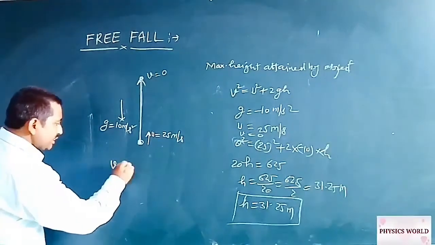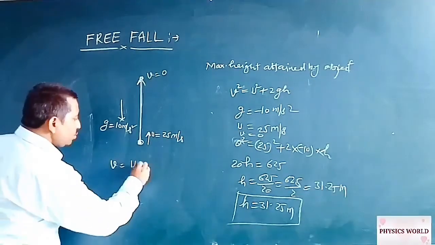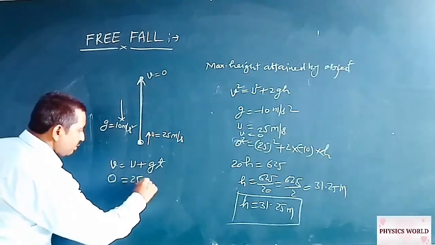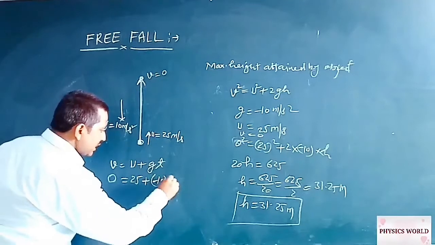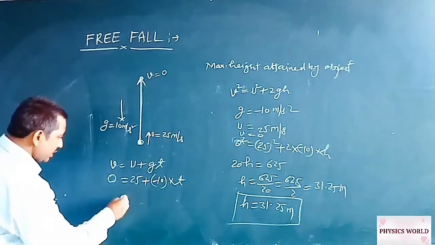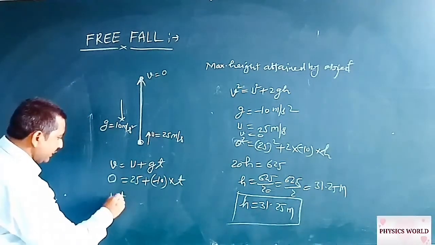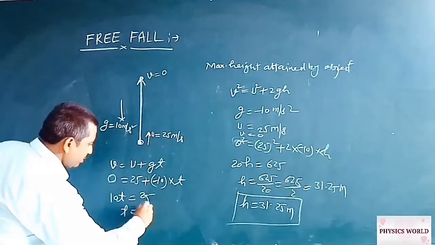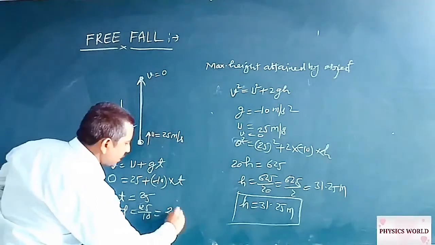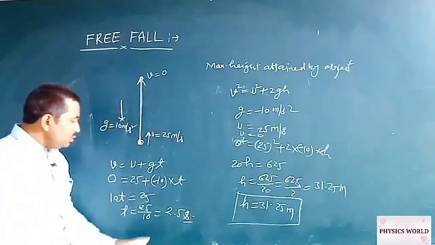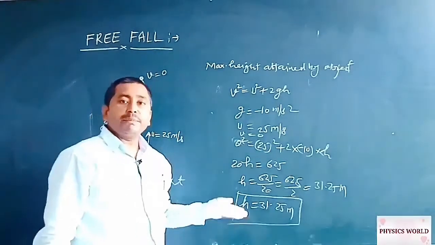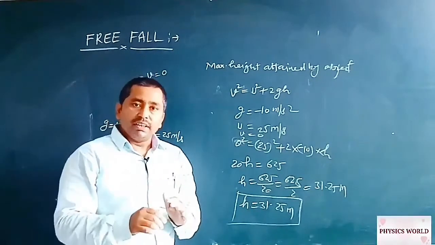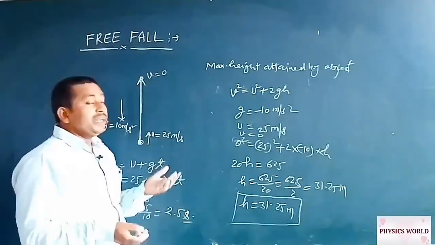Now what will be the time to reach its maximum height? So it can be easily calculated with the first formula, that is v equal to u plus at. So from here 0 equal to 25 plus minus 10 into t. So from here t equal to 25 by 10, that is 2.5 seconds. So the object will attain the maximum height in 2.5 seconds only. Okay, so the object can attain this maximum height in only 2.5 seconds.